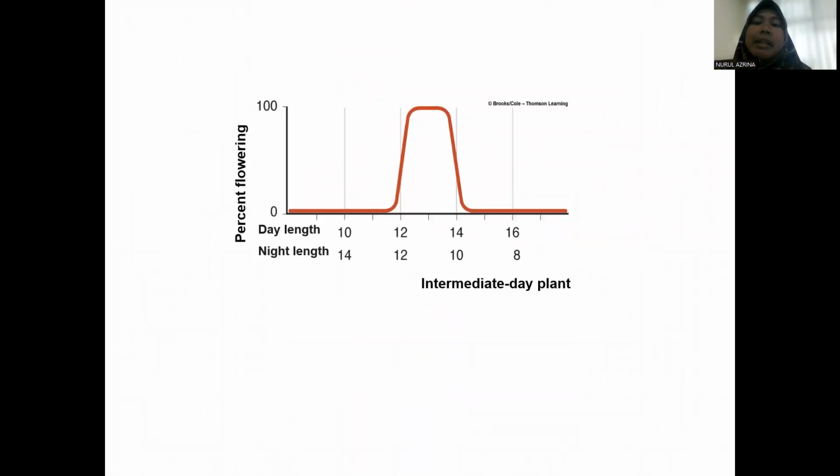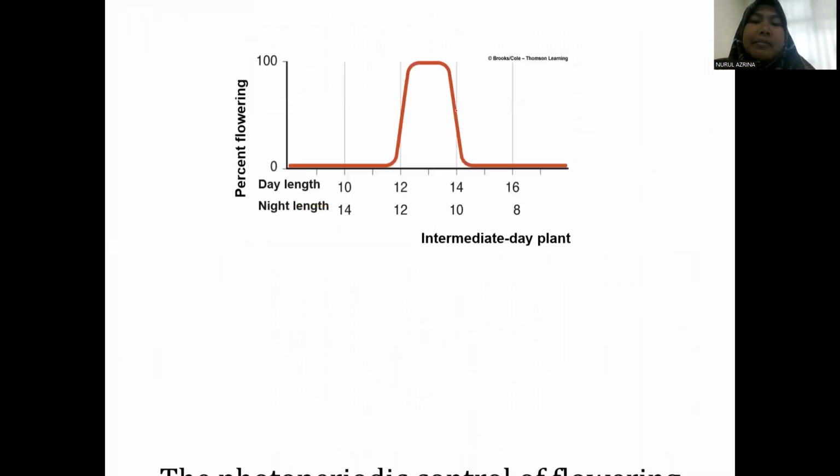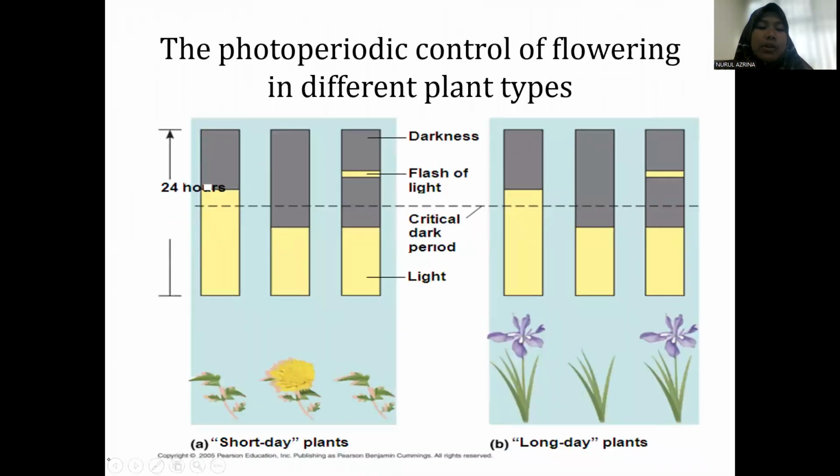And for the intermediate day plant, you can see they will flower if the night length and the day length are intermediate. All right, so next we go to the photoperiodic control of flowering in different types of plants. Let's say you are given a short day plant example. You can see this is an example of chrysanthemum. Remember that chrysanthemum is a short day plant.